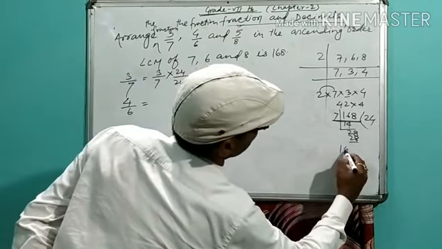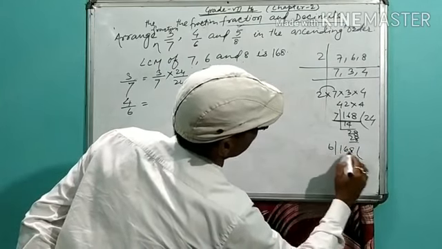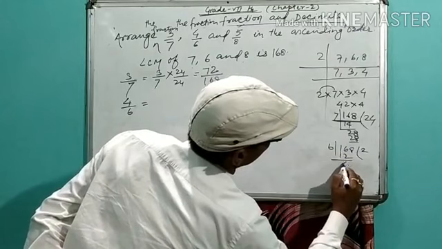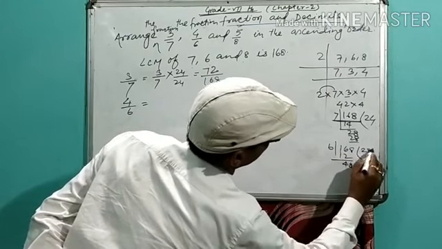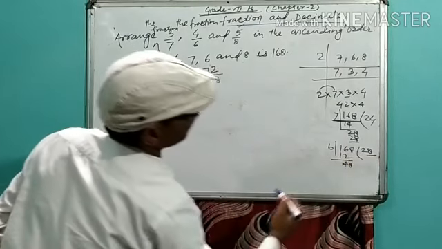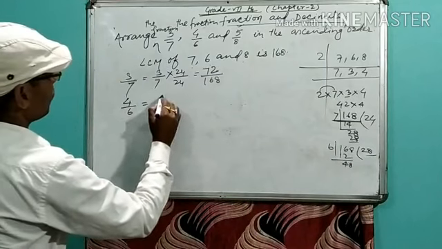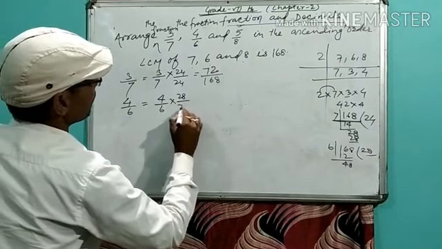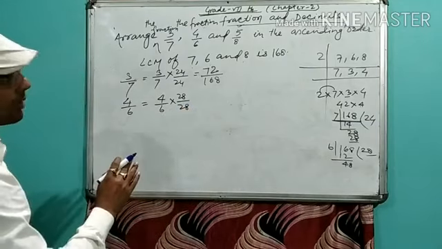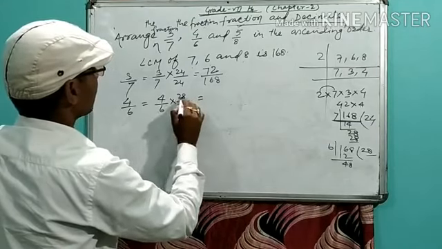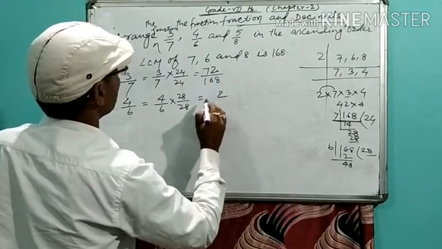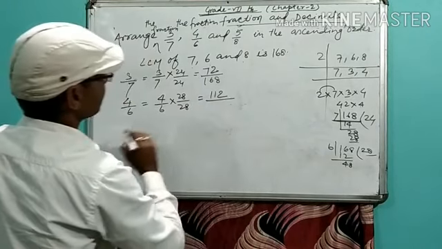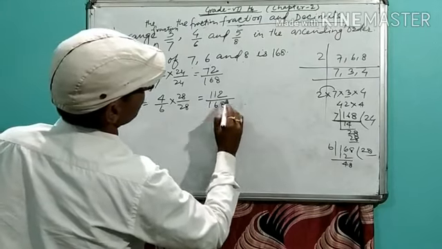Now next is 4 by 6. Divide 168 by 6. 28 times. 4 by 6 into 28 by 28. By the same number you will multiply it. Okay? 112 by 168 will remain.